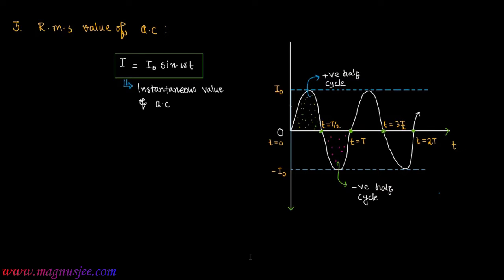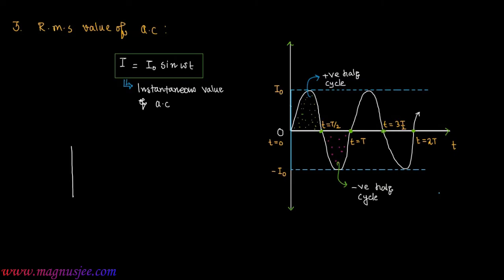We have to find the RMS value of alternating current, that is, the RMS value of AC. The instantaneous value of alternating current is I, which is I0 sine omega t, where I0 is the peak value of alternating current and omega t is the angular phase.